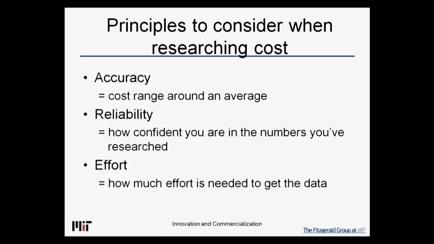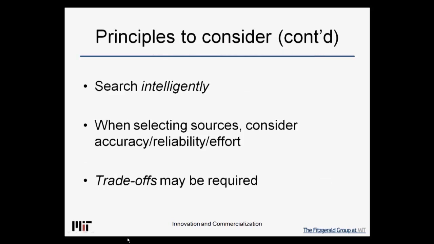And then another component to consider is effort. Think about how much effort it's going to take in order to get the data and whether it's worth the effort. You really want to search intelligently. Okay? You want to be thinking through this process, questioning what you see. When you select sources, you want to consider the accuracy of the source, the reliability, and the effort that's involved. And realize that you may have to make some trade-offs. You may be able to get very accurate numbers, but the amount of effort may be too high at that particular point in the innovation process.